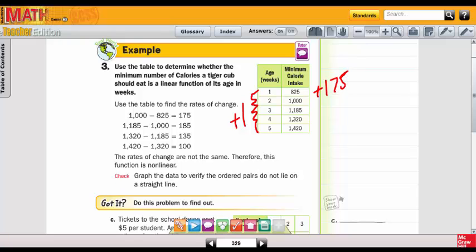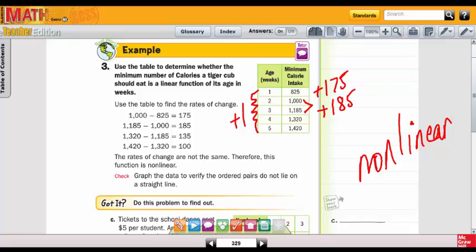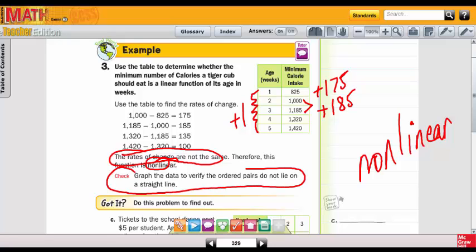And then if we take a look at this cell, it's easy also to do the math in our head. That's a +185 from 1,000 up to 1,185. That's easy. And we could see right away that this is a case of no, this is nonlinear. So you can write nonlinear. The rates of change are not the same. It is nonlinear. Now it says to check it, you could graph it.